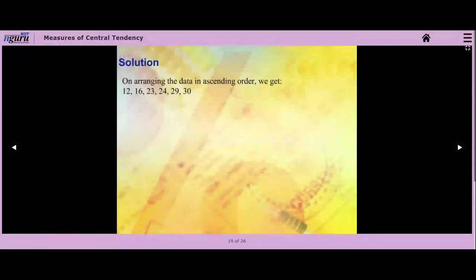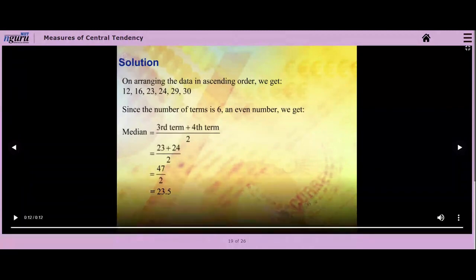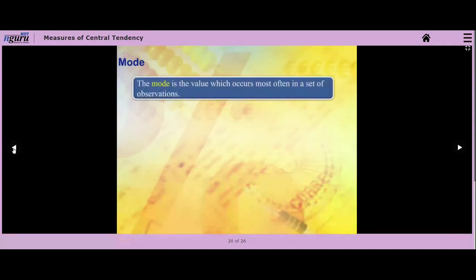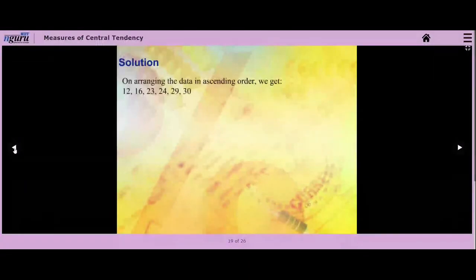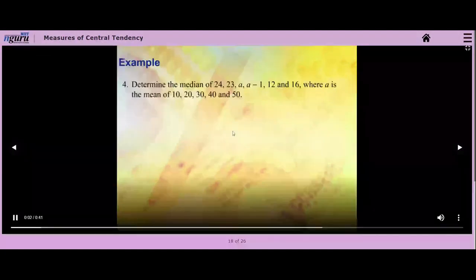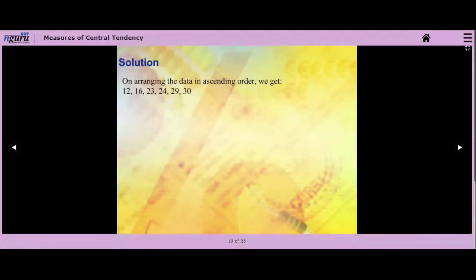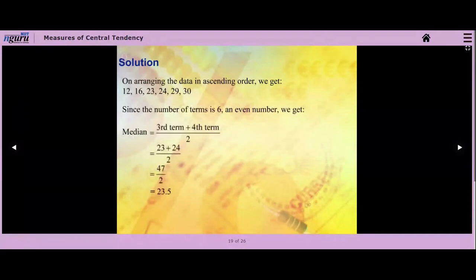Arrange the data in ascending order. Since the number of terms is 6, an even number, we get the median equal to 23.5. Ma'am, I said 23. This is written in descending order, no? We should not get different answers. Arrange the data in ascending order. Since the number of terms is 6, an even number, we get 23.5.